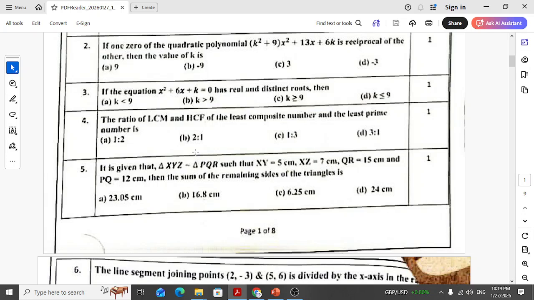If the LCM and HCF of two rational numbers are equal, then the numbers must be equal. Okay, we can get the LCM and HCF to be the same only when the numbers are the same.